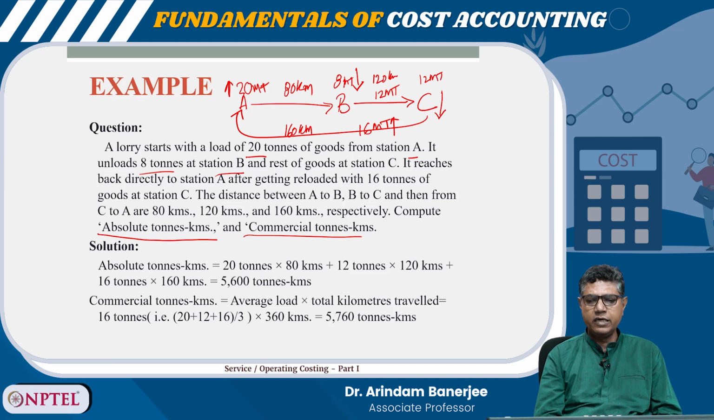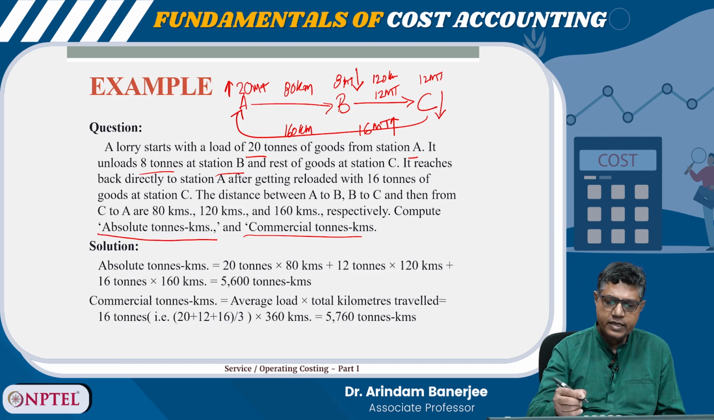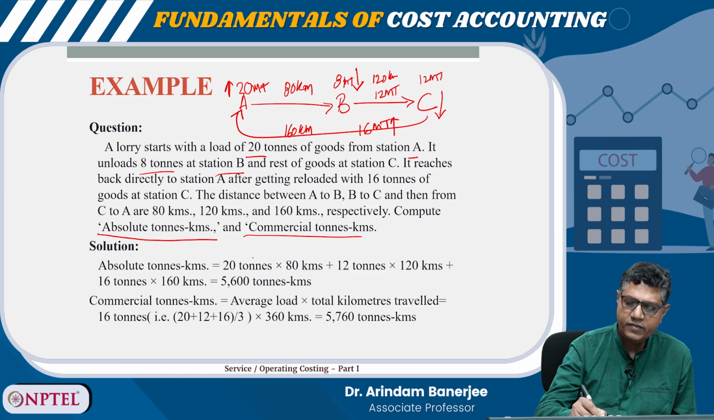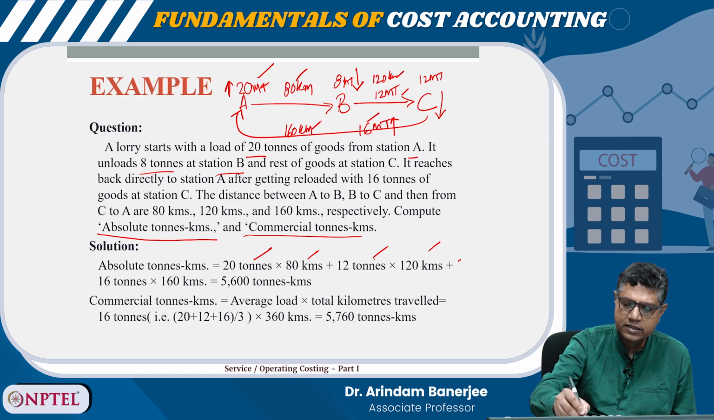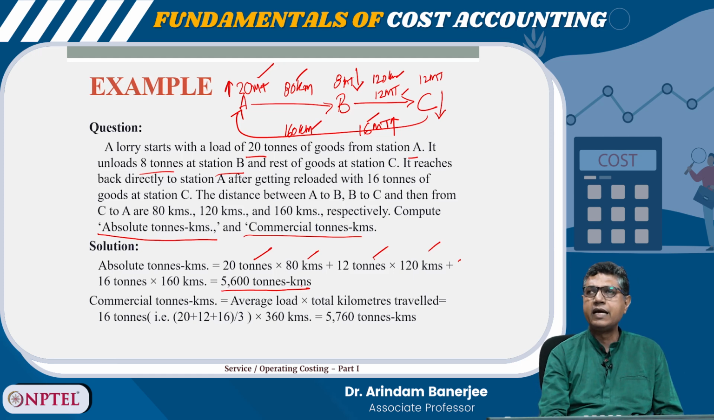So, absolute ton kilometers, how much? It is 20 tons into 80 kilometers plus 12 tons into 120 plus 16 tons into 160. So, if I compute, that is coming to 5,600 ton kilometers, fine, okay.